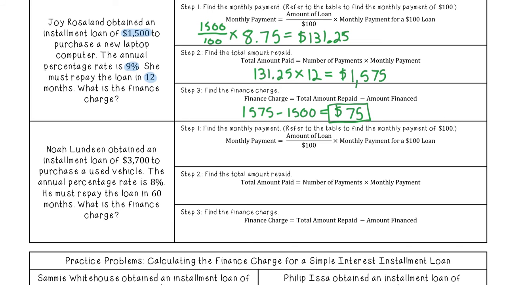In this next example, I'm going to highlight some more things, but I'm going to use red this time. It says Noah Lundeen obtained an installment loan of $3,700 to purchase a used vehicle. The APR, annual percentage rate, is 8%, and he has to repay in 60 months. Same process. To find your monthly payment amount, take your loan amount, divide it by 100, and multiply it by the monthly payment for a $100 loan. So this is the spot where you go back to that table and look for a 60-month loan at 8% interest. So flip back, look through that, see if you can find that amount.